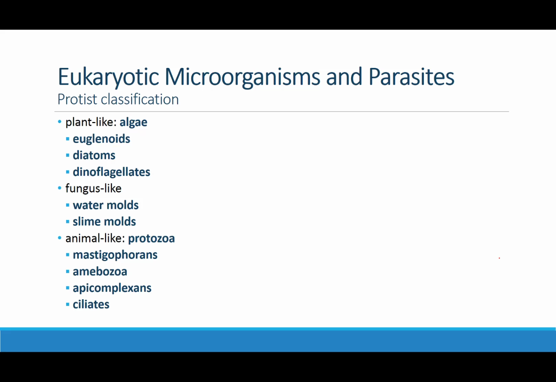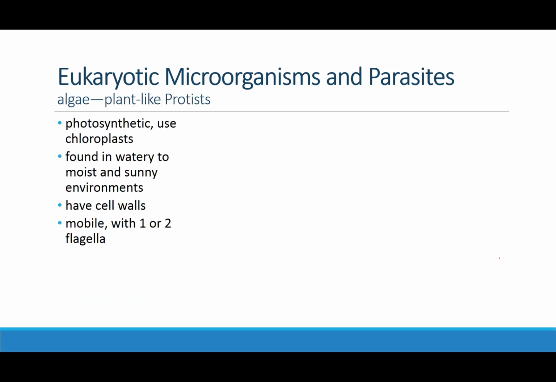There are the fungus-like protists, and so they are frequently the decomposers. And so they are the water molds and the slime molds. We'll take a look at them. And then there are the animal-like protists, which are sometimes referred to as protozoa. And four groups there that I want you to be familiar with: the mastigophorans, the amoebozoa, the apicomplexans, and the ciliates. So here we go.